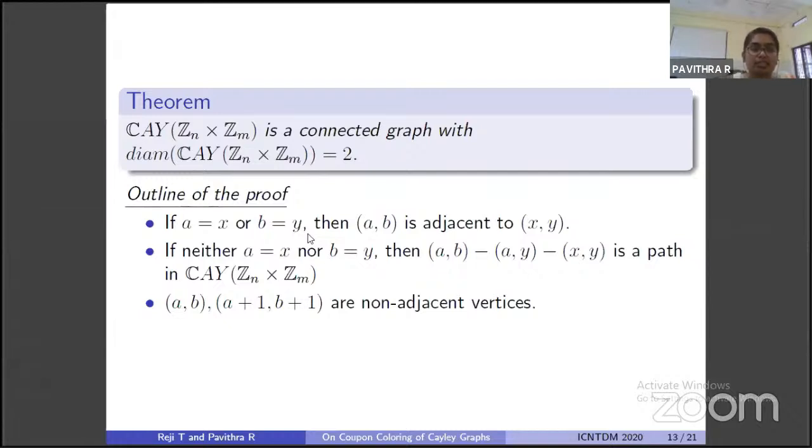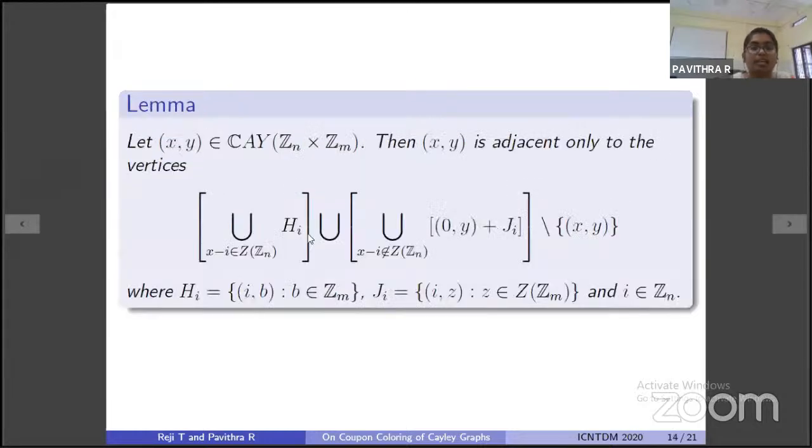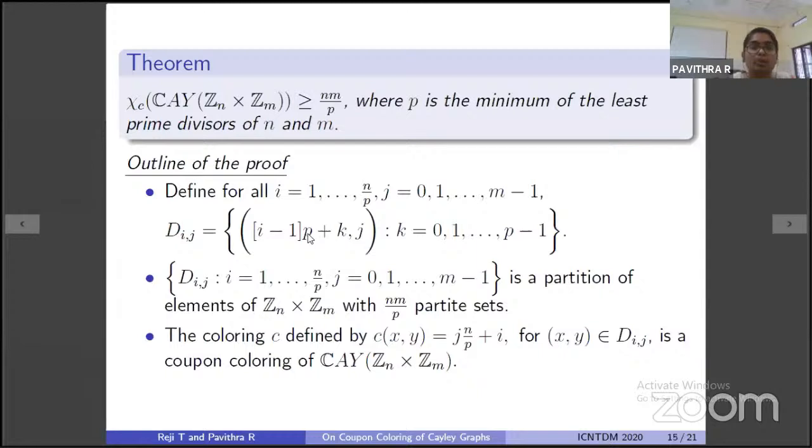The Cayley graph of Zn cross Zm is a connected graph with diameter 2. This is really easy to prove. And this lemma characterizes the vertices of (x, y): the exact number of neighbours is nm minus phi of n phi of m minus 1, and we list them.